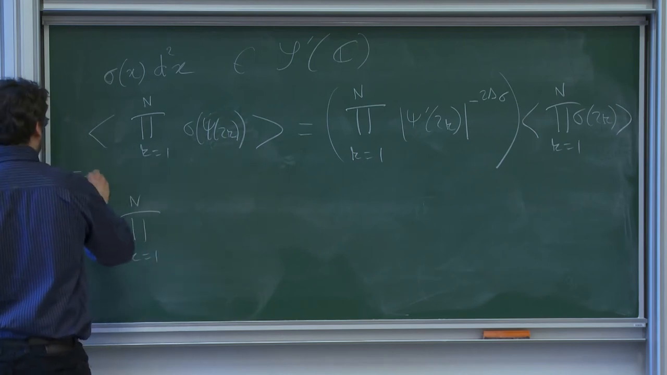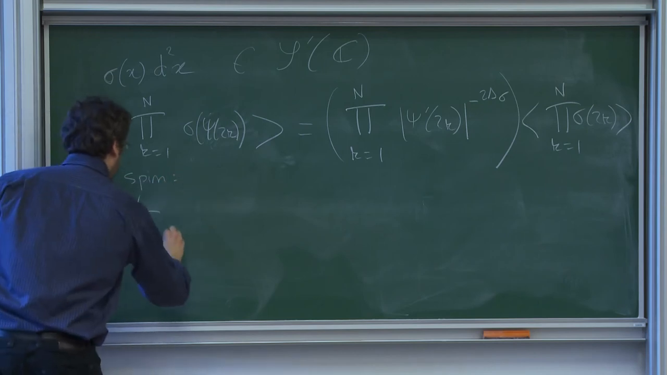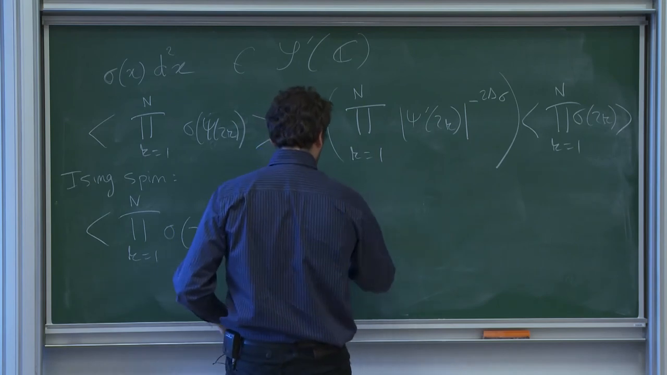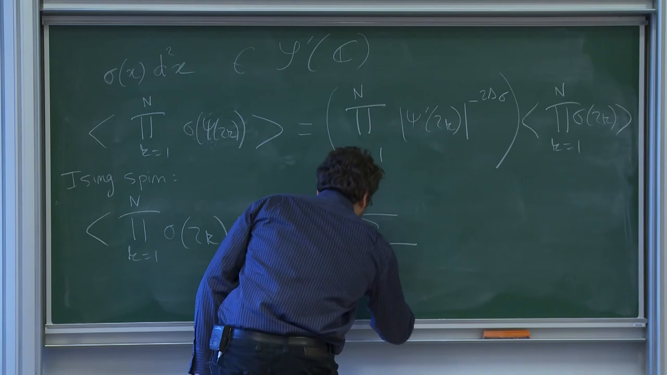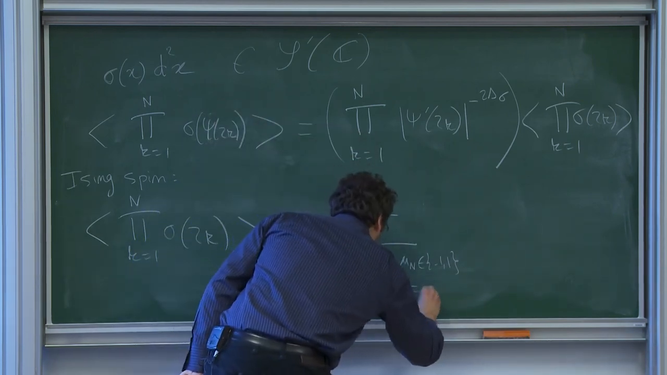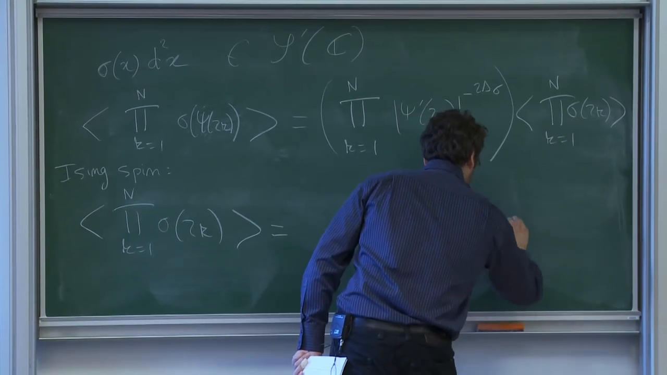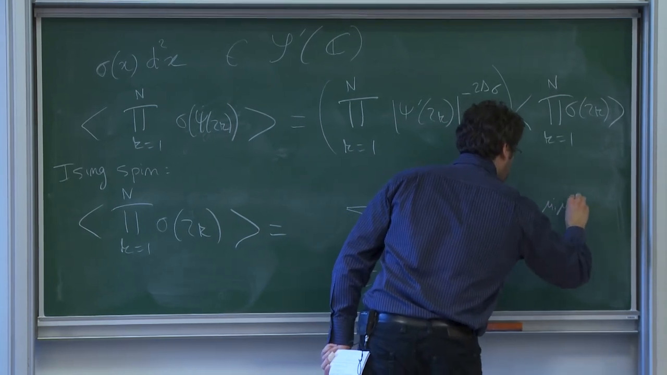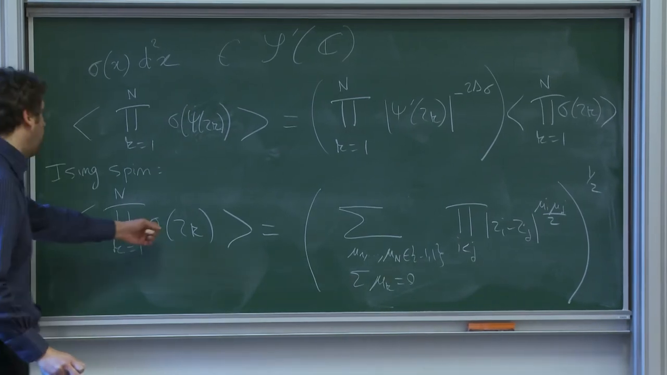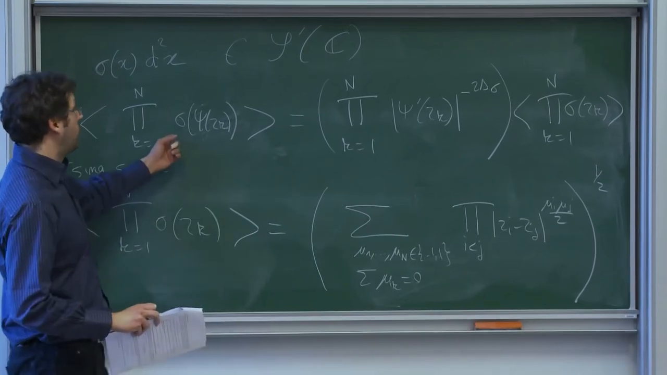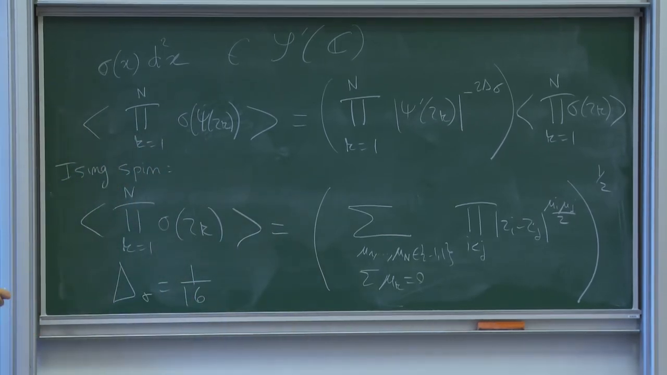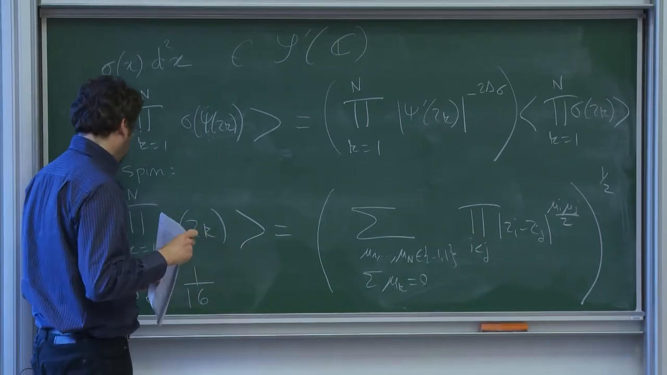So in the case of Ising spins, the correlations of your model converge to something completely explicit. I'm forgetting about the constants, but it is the sum over mu_1, ..., mu_n belonging to {-1, 1}, with the sum of the mu_k equal to 0, of the product for i smaller than j of |z_i minus z_j| to the power mu_i mu_j over 2, all to the power 1 half, and there's a constant. If you apply a Möbius transform to this, you'll see that the correlations satisfy this relation with conformal weight 1/16.